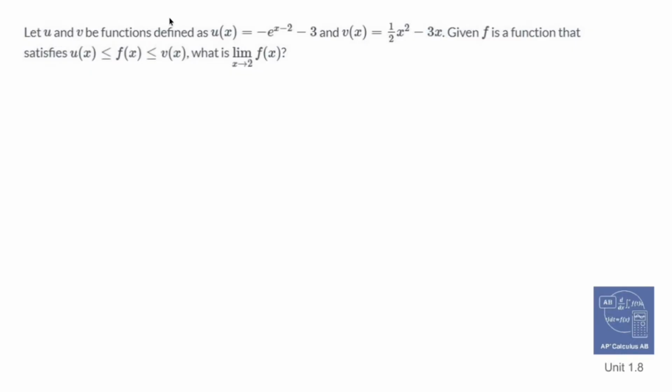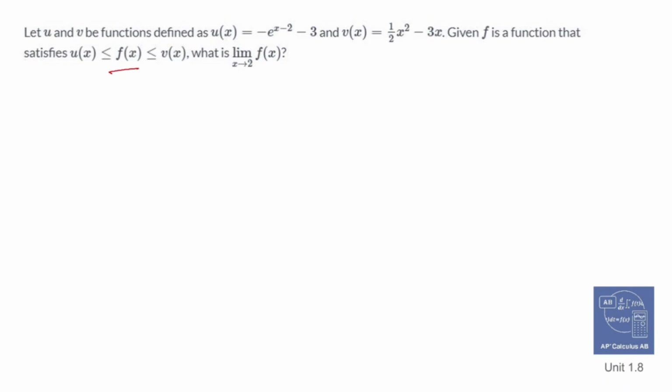Let u and v be functions defined as u of x is negative e to the x minus 2, minus 3, and v of x is a half x squared minus 3x. So there's u, there's v. Given f is a function that is in between u and v, what is the limit as x approaches 2 of f of x? Now this guy uses the squeeze theorem.